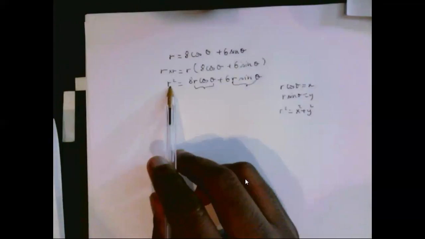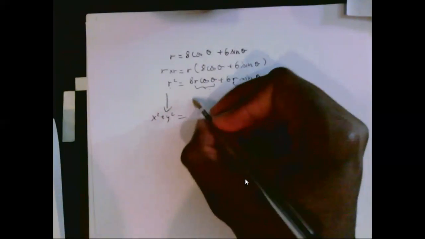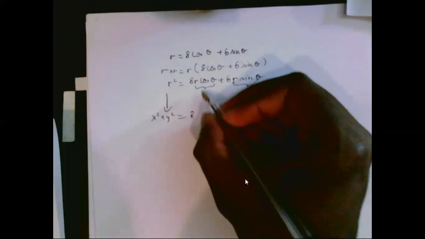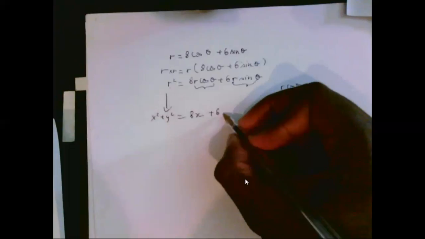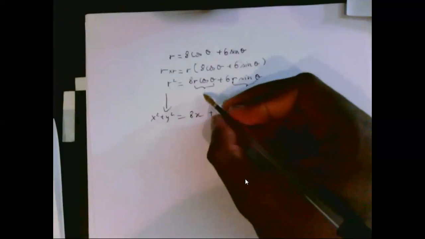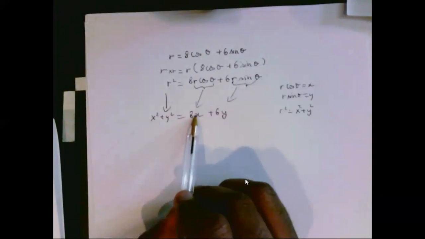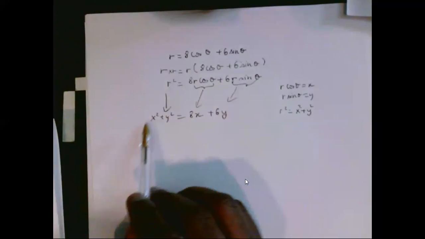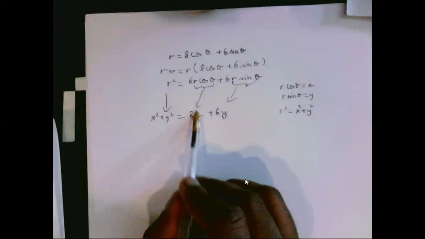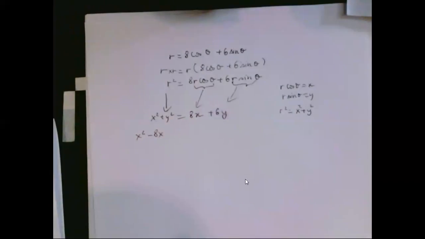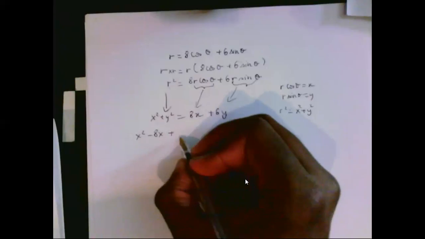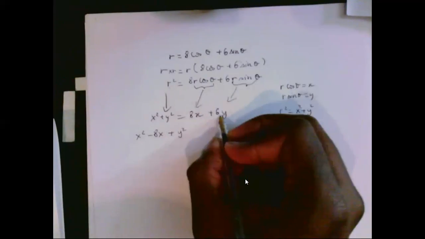So by replacing, x squared plus y squared equals 8x plus 6y. Now that I've done that, I have to combine the x's together and the y's together. So I will bring 8x to this side of the equation: x squared minus 8x plus y squared, and I bring the 6y to this side, minus 6y equals 0. Now I have these expressions and they are incomplete, so I have to complete the square.